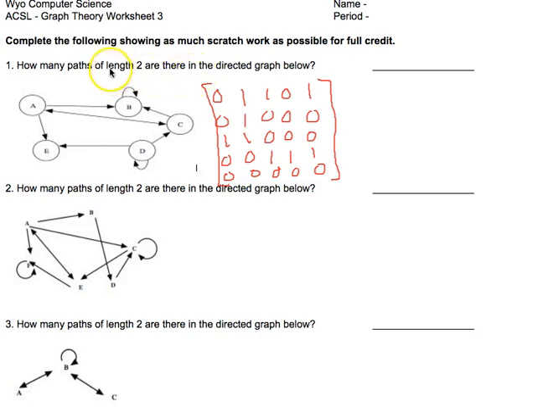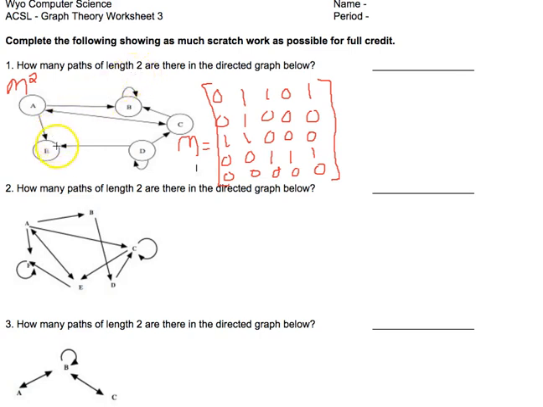Now, to find the number of paths of length 2, let's consider this matrix to be named M. So I'm just going to say, M equals this matrix. Well, if you take M squared, then find the sum of all of the elements in that matrix, the numbers that are inside of it, that would be how many paths of length 2 there would be.